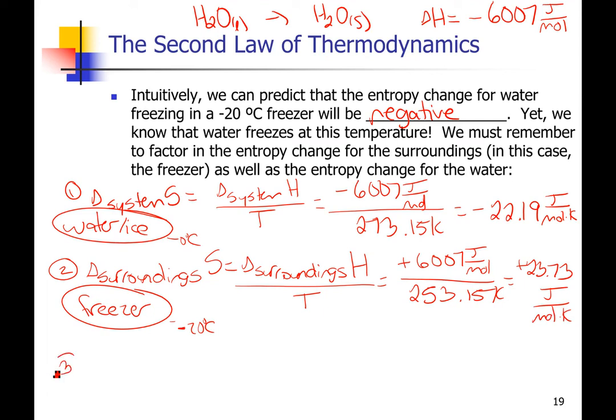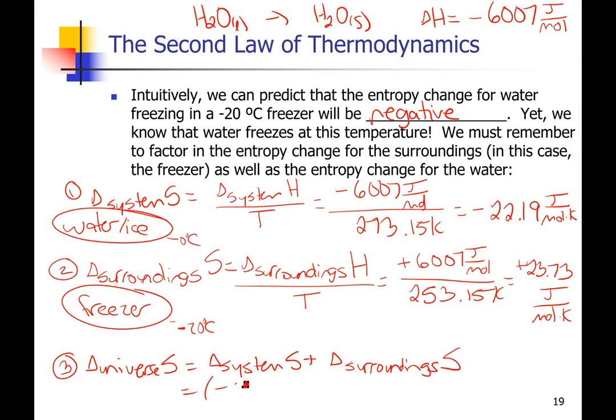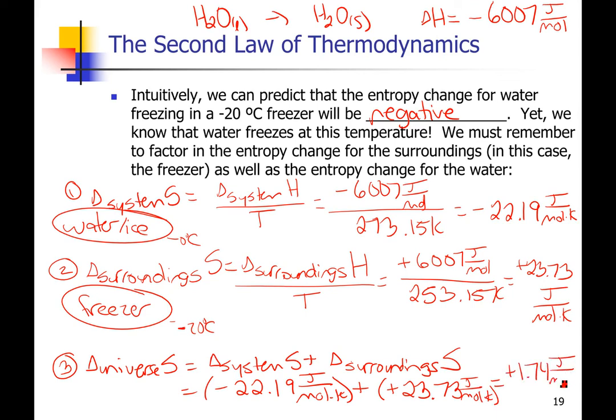If you want to know whether or not the process is allowed, you must then calculate your entropy change for the whole universe, which is equal to the entropy change for the system plus the entropy change for the surroundings, which is equal to negative 22.19 joules per mole Kelvin plus positive 23.73 joules per mole Kelvin, which is equal to plus 1.74 joules per mole Kelvin.